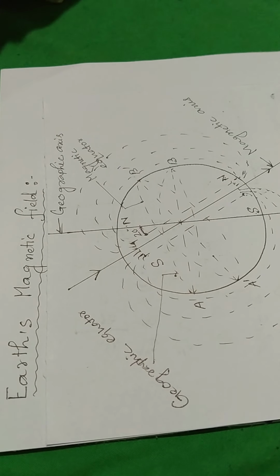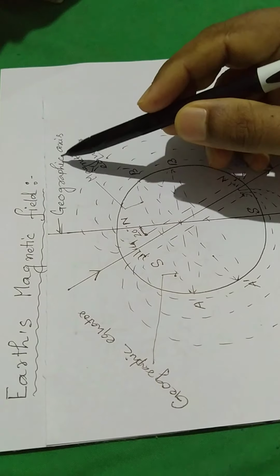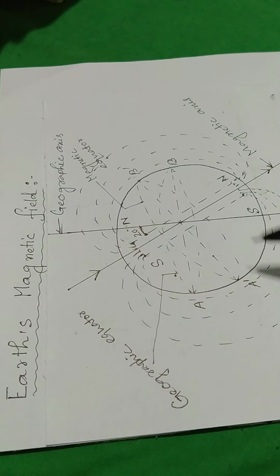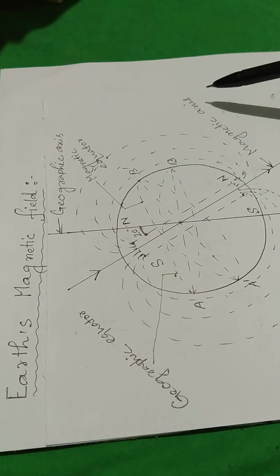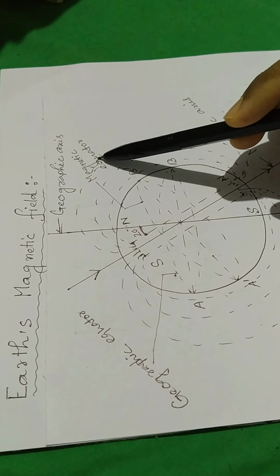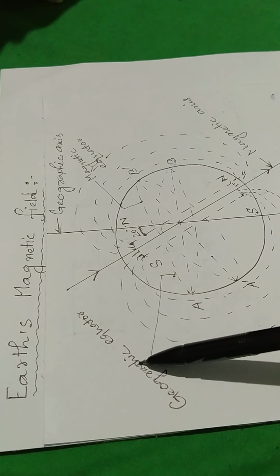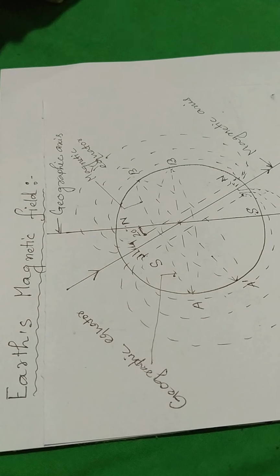Now some definitions connected with Earth's magnetism, that is geographic axis, magnetic axis, magnetic equator, geographic equator. Another two very important terms are geographic meridian and magnetic meridian.